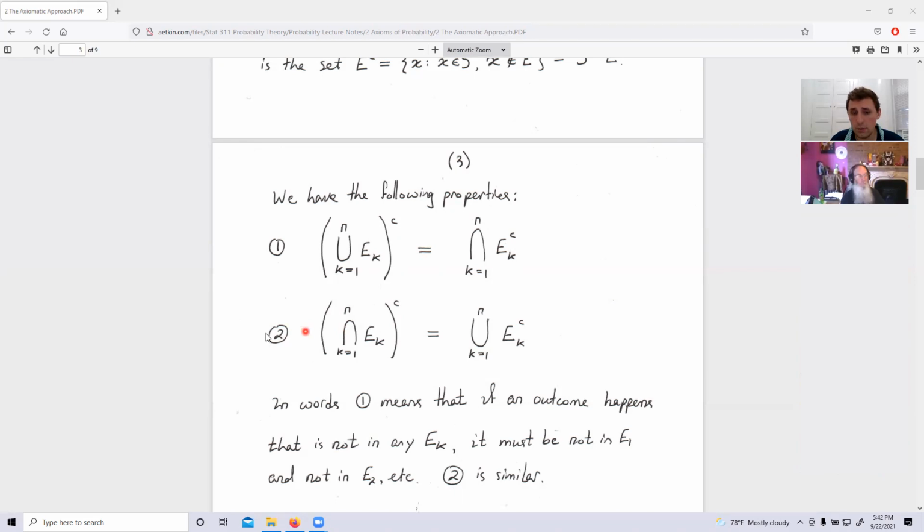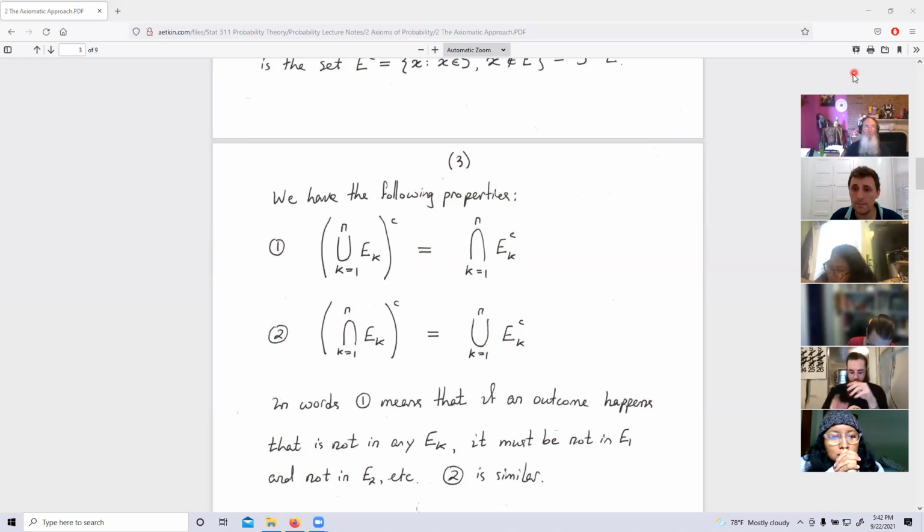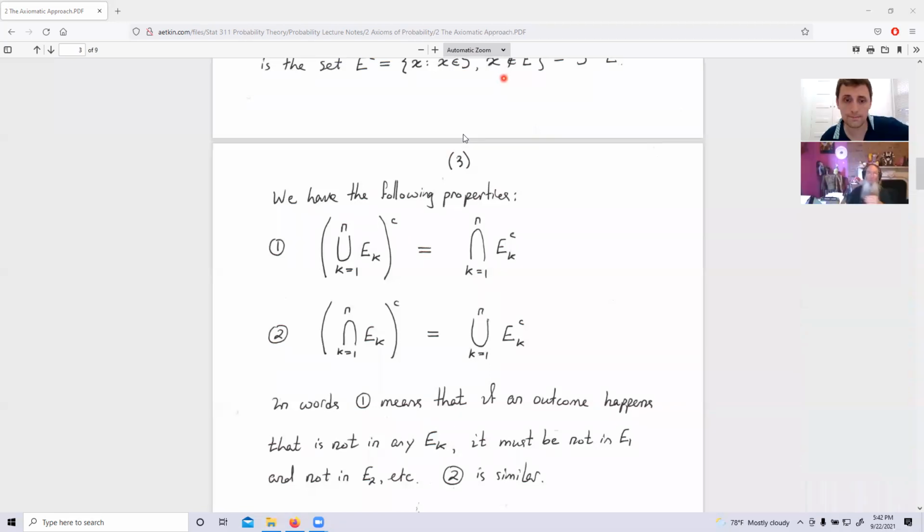And the second situation is that the complement of an intersection is the union of complements. That's also very simple to understand. If something is not in all of E1, E2, E3 and onwards, then it's not in at least one of them. So if it's not in E1 and E2 and E3, then it's not in E1 or not in E2, and when you use the word or, that's a union. Or gives you more possibilities. And means that both parts of the and have to be true for this to work.